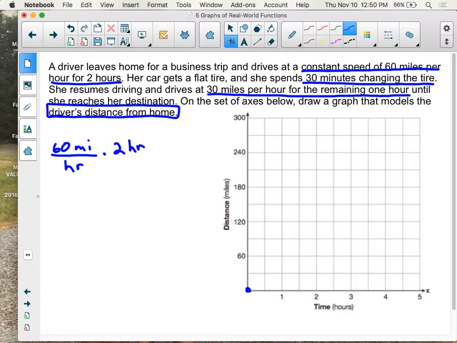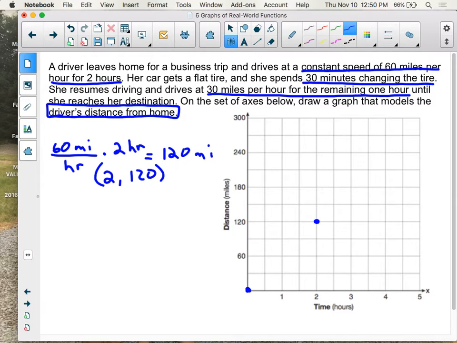Notice my units cancel out here. 60 times 2 is 120 miles. So in those 2 hours, we've gone 120 miles. So that means that the point 2, 120 is going to be on my graph. After 2 hours, we've gone 120 miles. And let's think about what happens then.